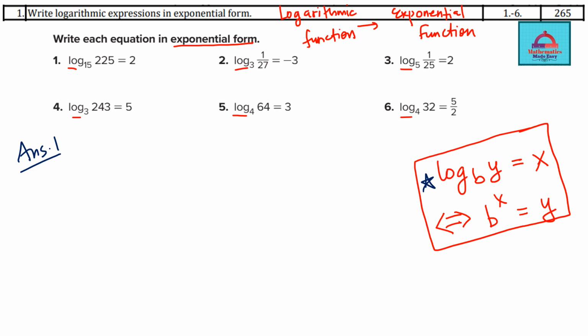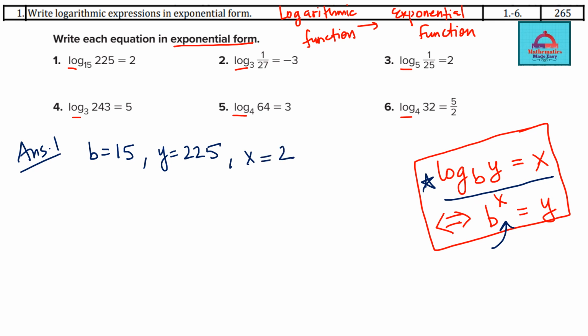So first question here, if you see the base is 15. So for the first part, base is 15, so b is 15. Now I'm comparing it with this expression so that I know what is my b, x and y. And then these 3 values we are going to be converting into exponential with this formula. Now what is my y? y is 225 here, and then its whole value is given to be equal to x, which is 2. So those are the variables that we got.